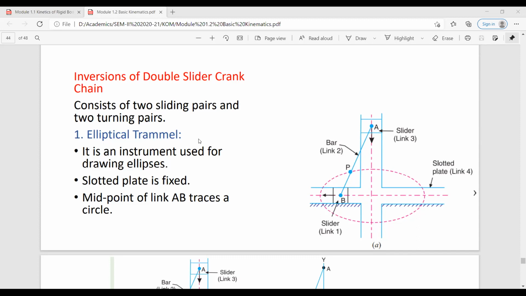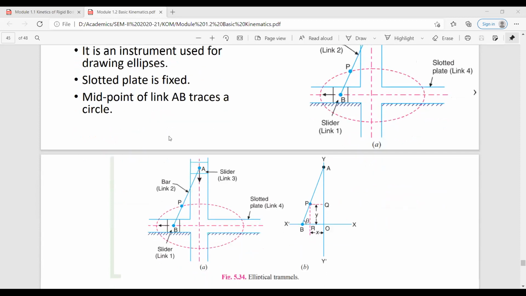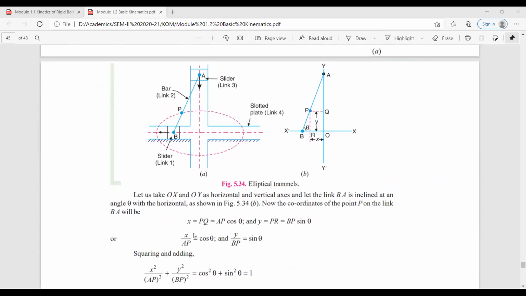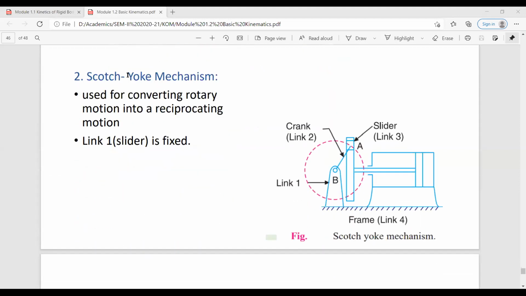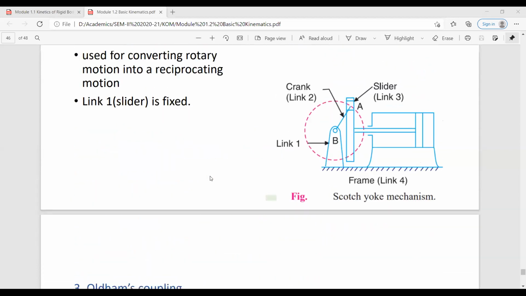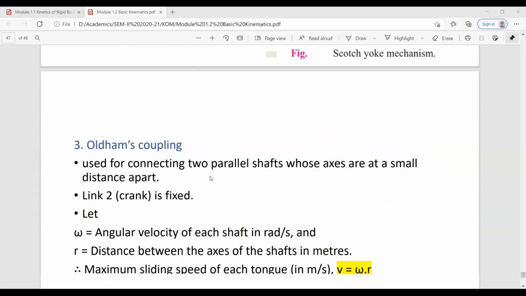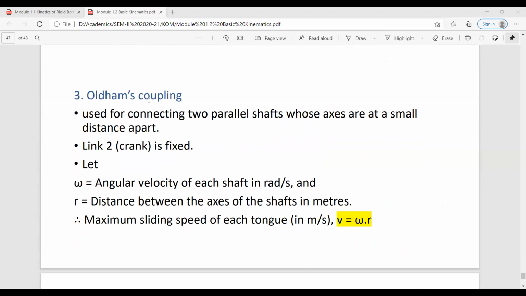First one is the elliptical trammel, for which we have given the mathematical proof also: any point on link AB or its extension will trace an ellipse, except the midpoint, which traces a circle. Then we have seen the Scotch yoke mechanism also, which is used to convert rotary motion into reciprocating motion. Now, let us come to the third one, that is Oldham's coupling.